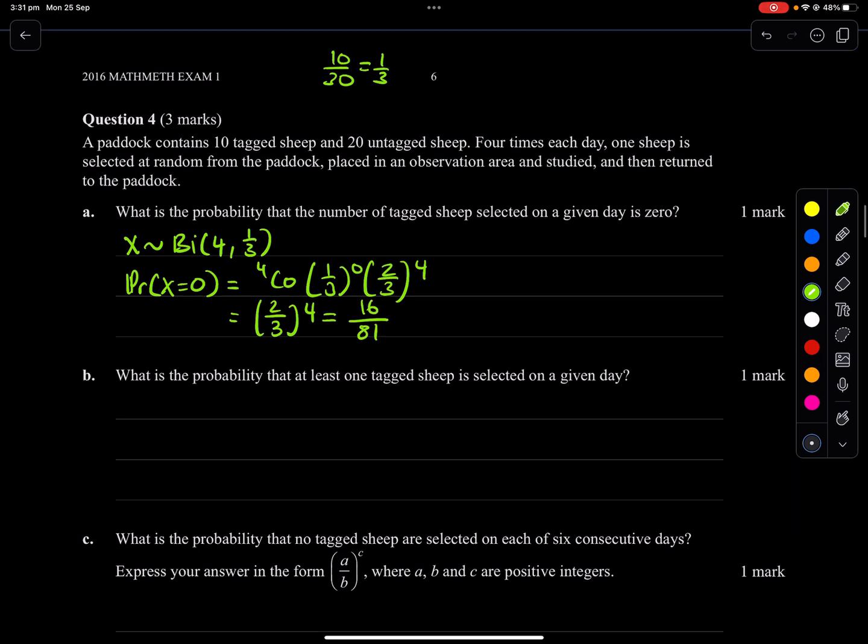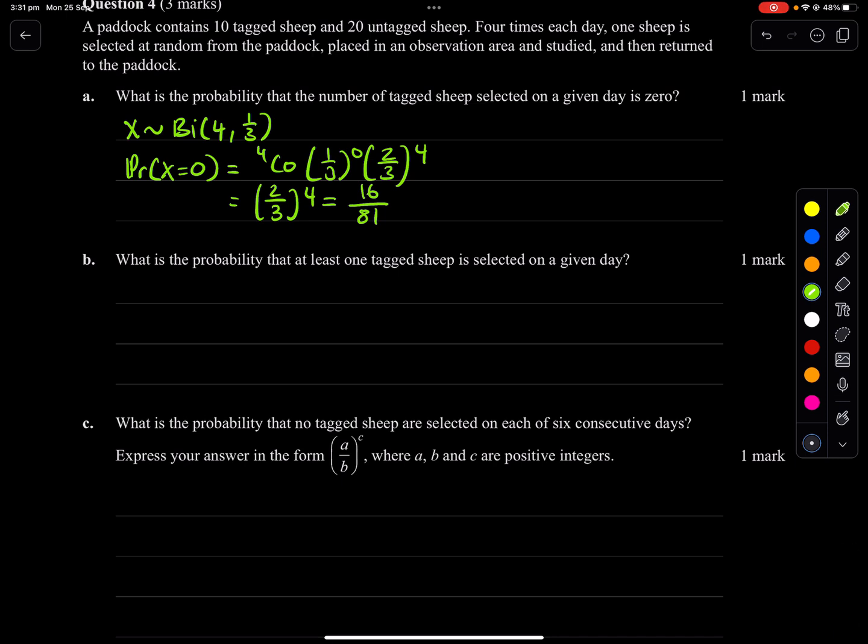That's that. Nice. What is the probability that at least one tag ship is selected on a given day? So we want the probability of x is greater or equal to 1. So we can rewrite this as 1 minus the probability of x is less than 1, which is just the probability of x equals 0. Yeah, and we've already calculated that, so it's 1 minus 16 over 81.